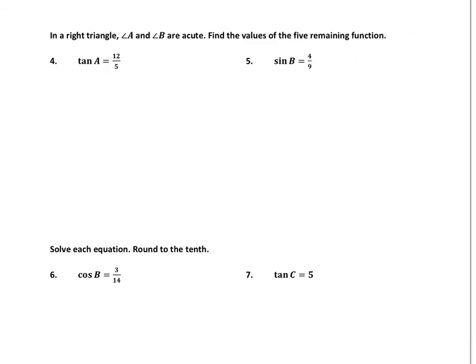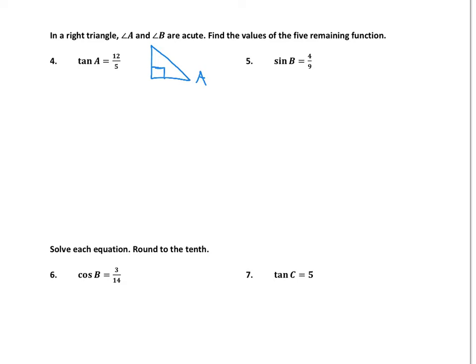Alright, on the back they don't give you the triangle, so you're going to have to draw it yourself. They do give you one of the 6 trig functions. Okay, so draw a right triangle. A and B are acute, so put A on one of the acute angles. I'm just going to put it here. You could have put it on the other one if you wanted to.